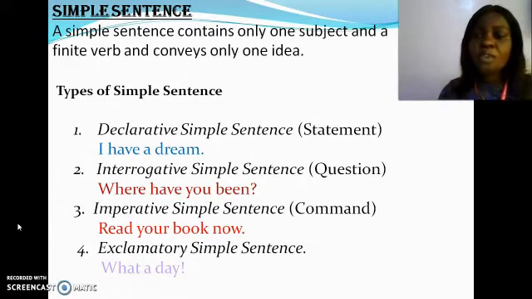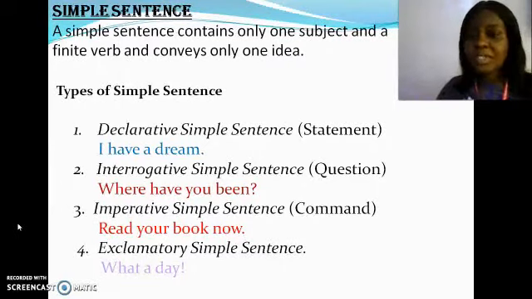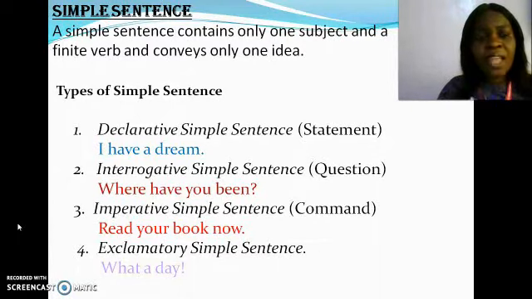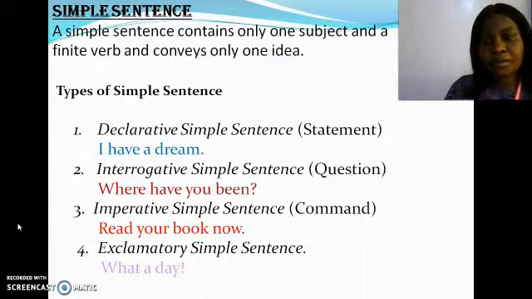Number 1, we have the declarative simple sentence. You declare. It's a statement. You say a thing. I have a dream. I shall be leaving for London tomorrow. I bought a new car. Declaring something.